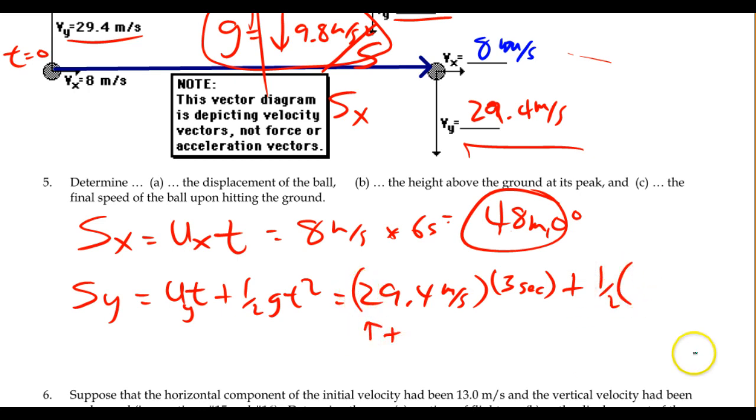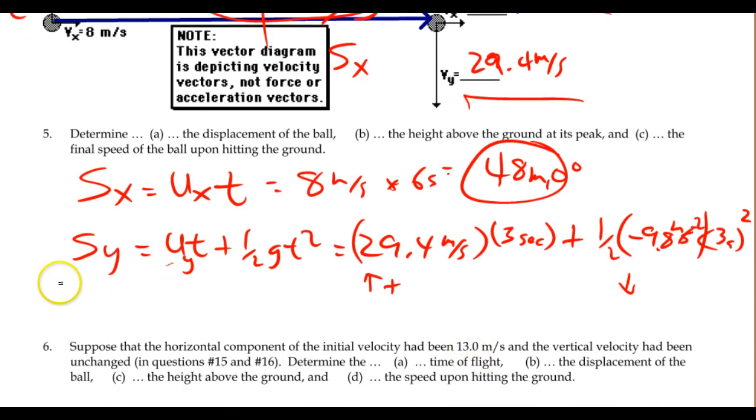is positive, then g, since it's pointed down toward the ground, has to be negative, 9.8 meters per second squared. And that's also multiplied by 3, but it's 3 seconds squared. Don't forget the squared. So this is going to be a positive number, and there's going to be a negative number. We add them together, and we're going to get the maximum height at the top of the flight is 44 meters.